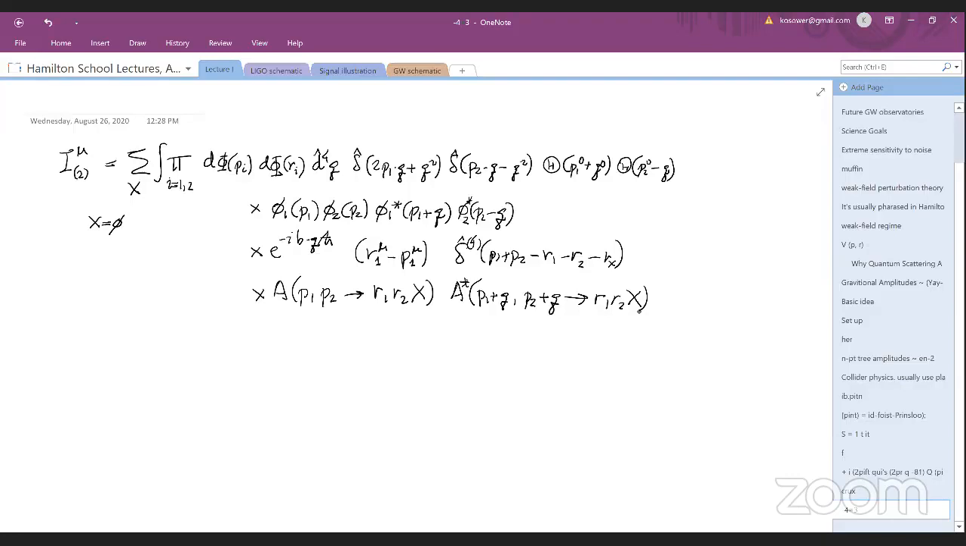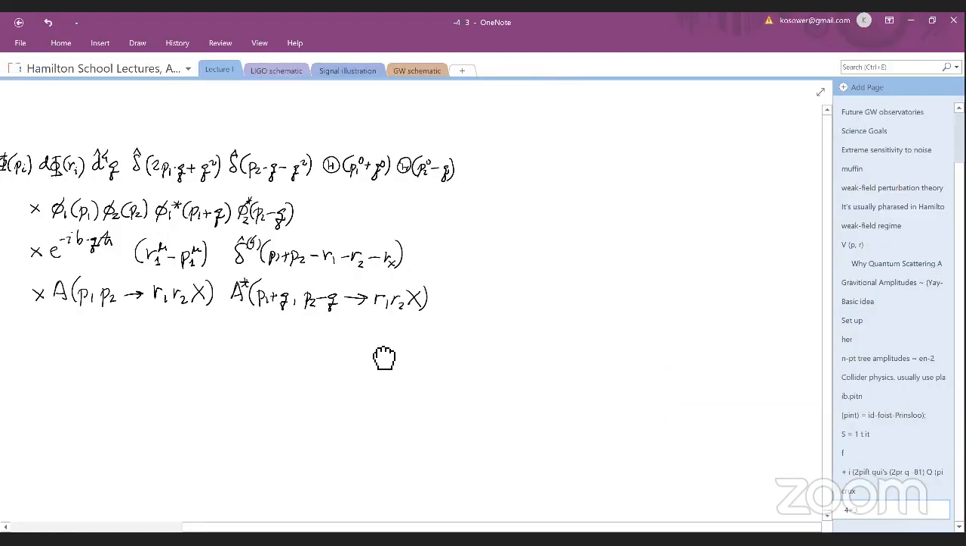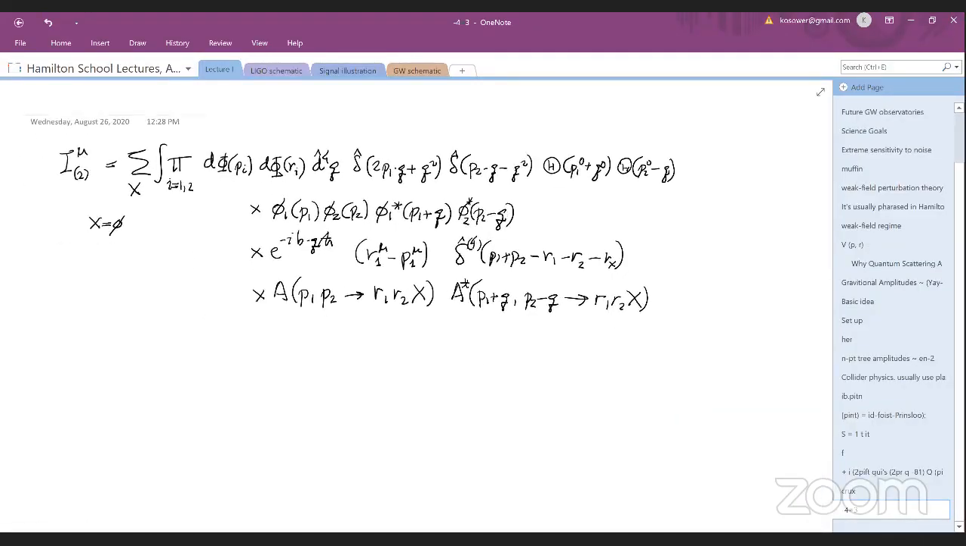In this expression in the last line, the A star, the arguments, will it be P1 plus Q and P2 minus Q? I'm sorry. Thank you for catching that mistake. Very good. I'm glad I didn't do that deliberately to see if people were paying attention, but yes, it is. That is correct. That was a typo.